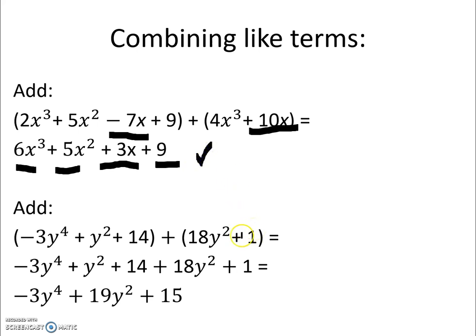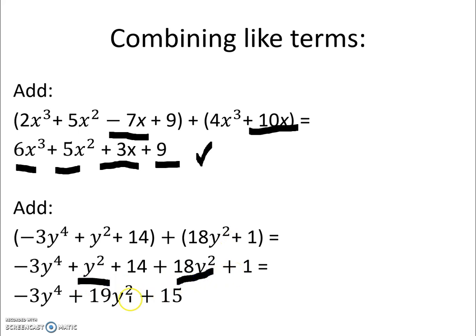The second example is a negative 3y to the fourth, and we don't have any other y to the fourth, so that's what we have, a negative 3y to the fourth. We have plus y squared, and down here is plus y squared plus 1. So we're going to combine these two terms.